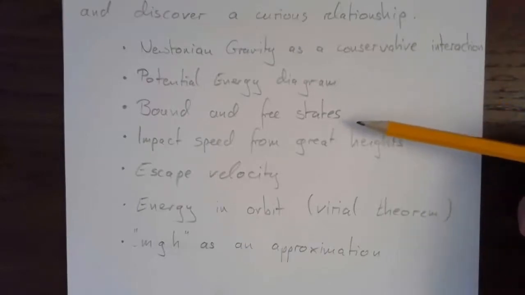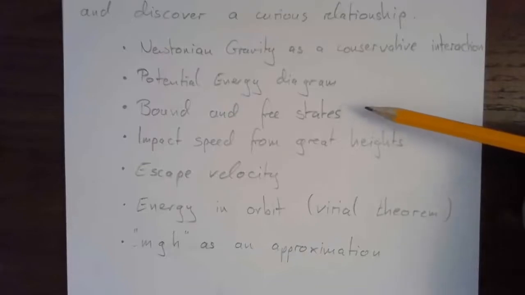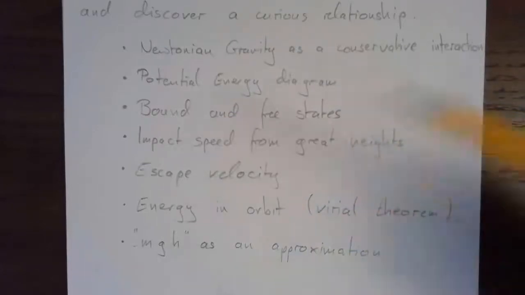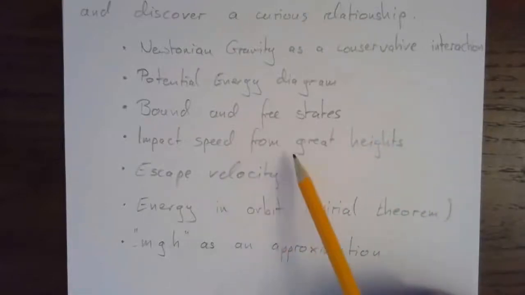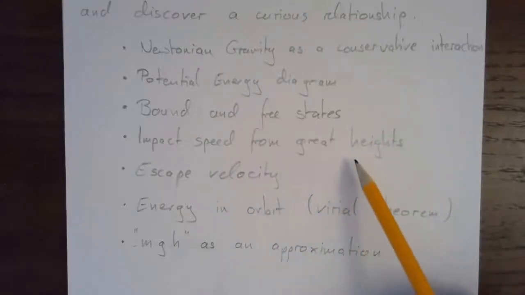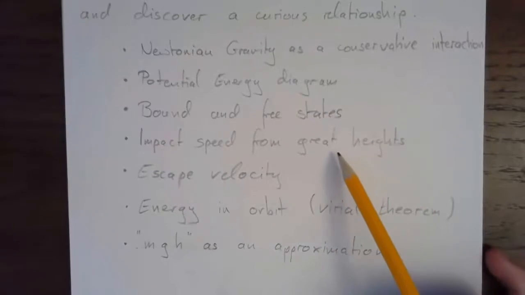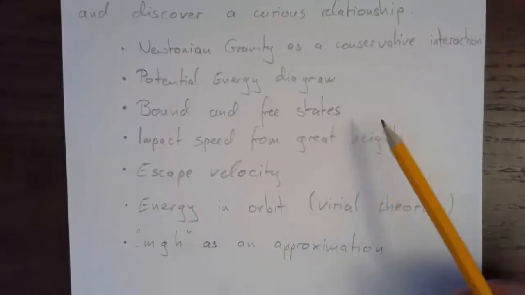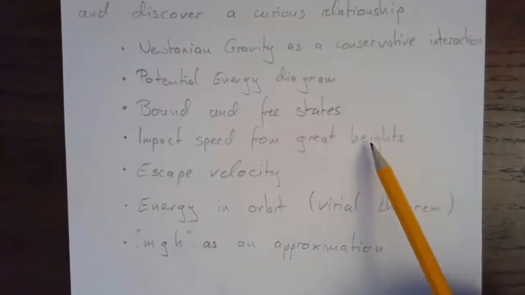We'll consider different types of states that we can have here, so-called bound and free states. And then we'll apply those ideas to a bunch of different scenarios. We'll look at the impact speed of something falling from a great height, so great that you're no longer near the surface of the planet. Maybe it's some object from space crashing down to Earth.